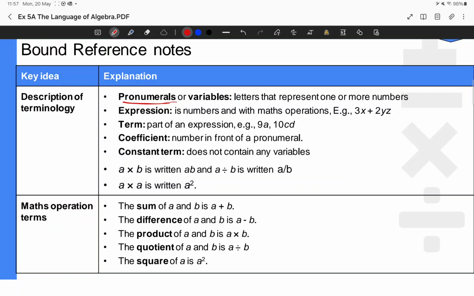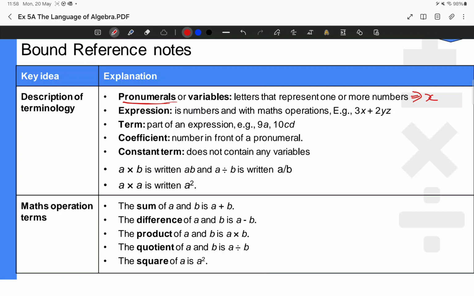A pronumeral can be any number unless you give it a number. For example, if I say x, x can be any number until you actually say what number it is. It can be 1, it could be 10, it could be 5,000, it could be 156 million, right? But until you give it a number, it can be any number at all.